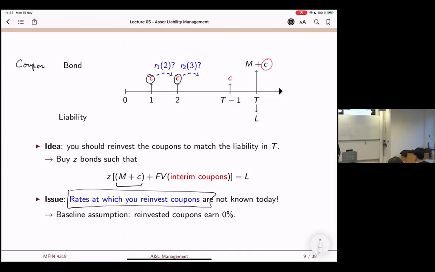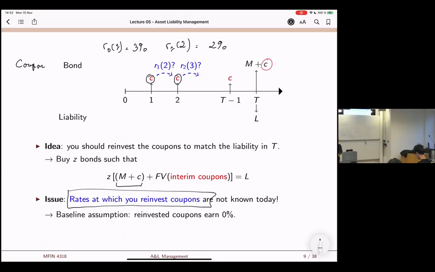But what if the interest rate falls, right? So today the rate is 3%, but tomorrow it could be that this rate falls to 2%, which means that you're not going to be able to reinvest your coupon at the rate that you expected. So at the end, at date T, you might end up short. Right? Well, if it's a liability you really have to match, you cannot end up short. Right? So what people do when they do cash flow matching, they say, well, I'm going to be conservative in terms of the rate that I assume for reinvesting my coupons.